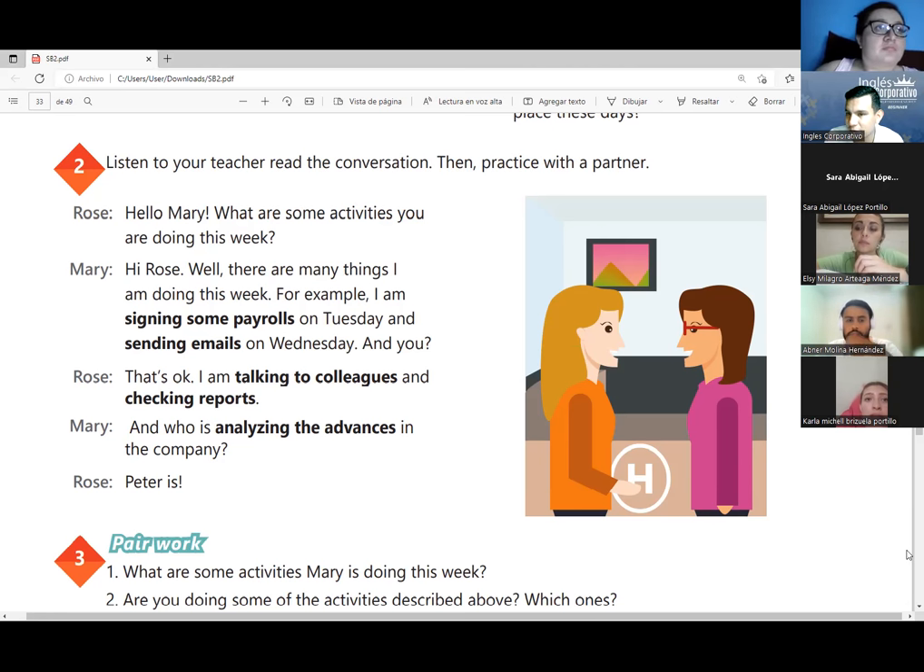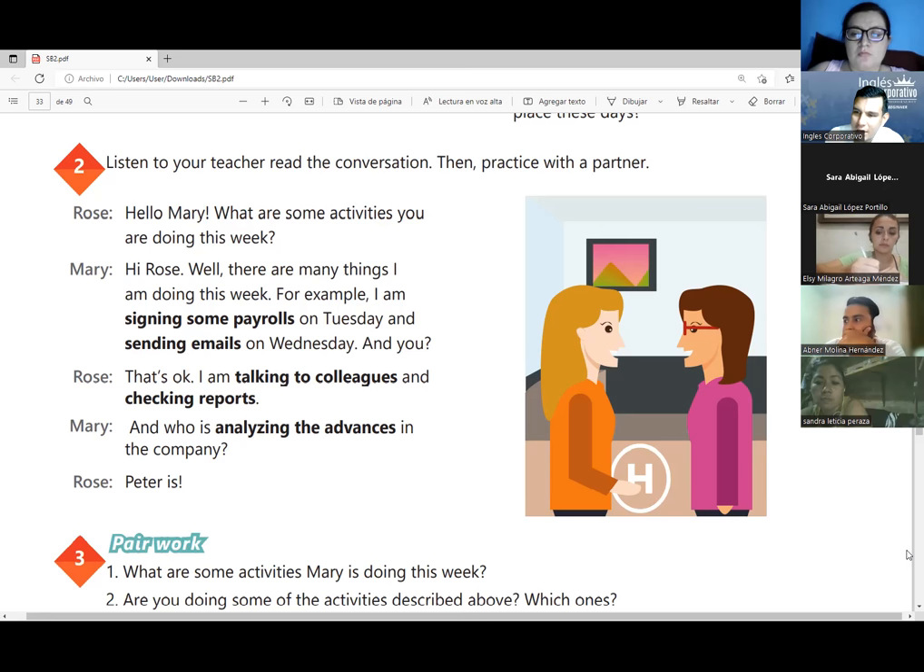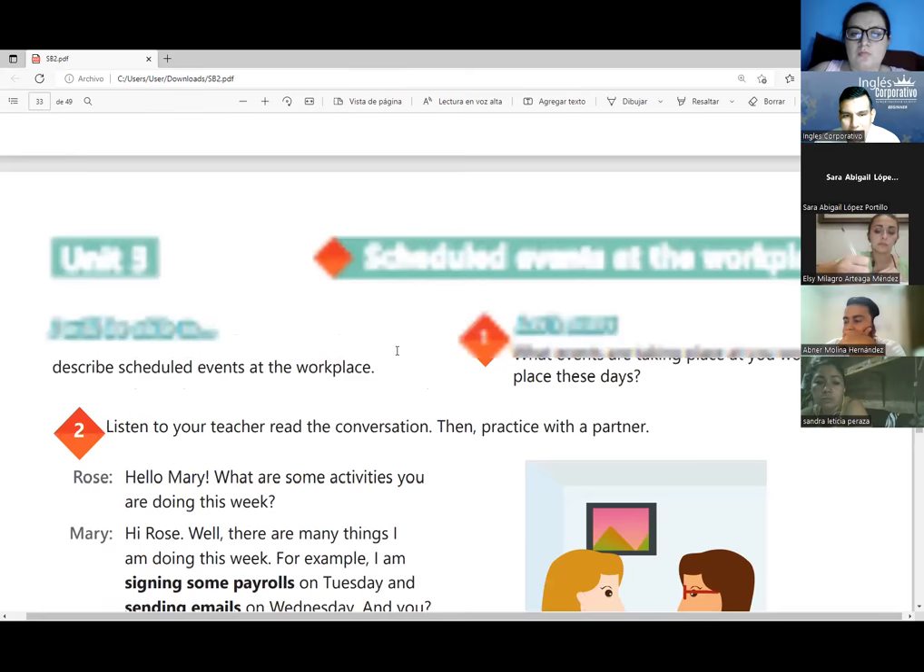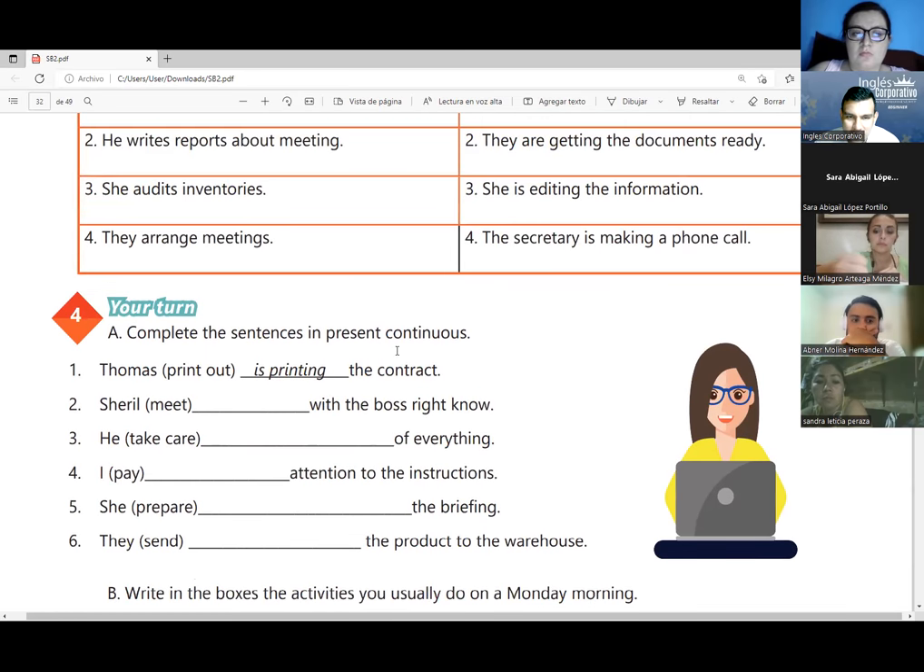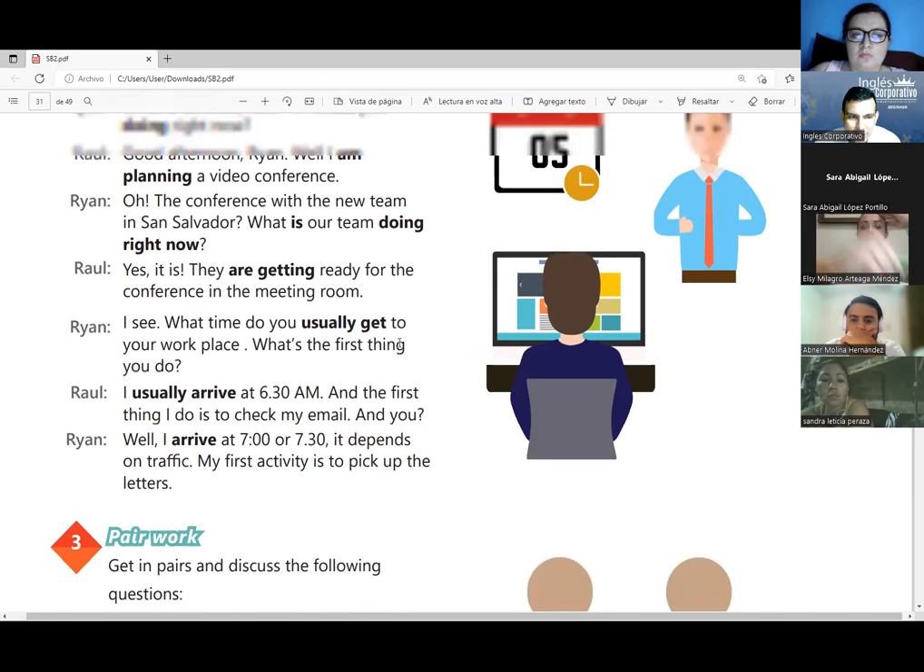¿Cómo se construye el presente continuo? El presente continuo está formado por el sujeto. Ya sabemos los 7 sujetos que podemos encontrar en inglés, comenzando con I, you, they, we, she, he, it, etc. Después del sujeto, colocamos el verb to be. El verb to be es I am, she is, they are, we are. Y después del verb to be vamos a colocar el verbo agregando I-N-G. En la clase de ayer realizamos ciertos ejercicios con relación al presente continuo.